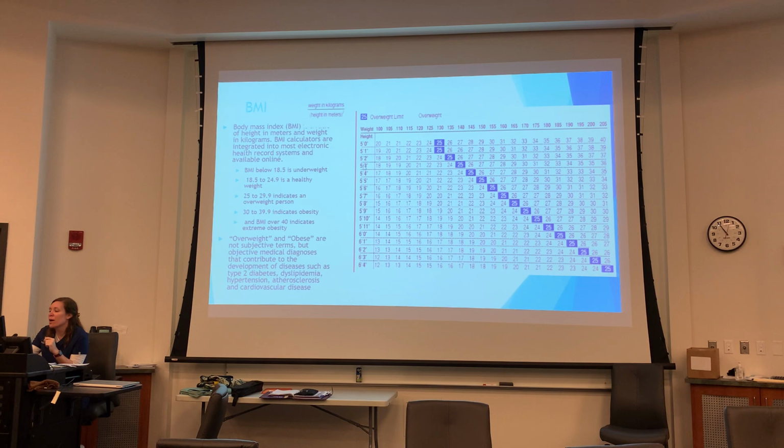So I am 5'3" and a quarter, and right now, let's see, is that healthy? Okay, I'm healthy right now. Healthy is going to be 18.5 to 24.9. So if you go along the side here, you can plug in your height, and then the top is your weight, and then you'll go down and find what your BMI is. Once you get to the 25, that's going to indicate overweight.